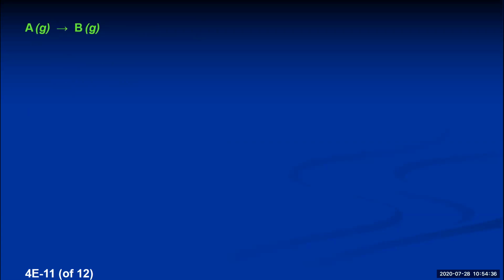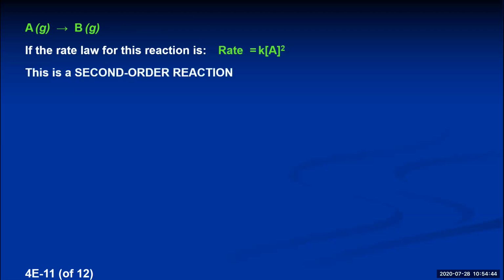Now, for this reaction one final time, what if the rate law for this reaction was rate equals k times the concentration of A to the second power? Well, this is then a second-order reaction, abbreviated 2 with a superscript naught. And so the rate of the reaction, if we express it in terms of the disappearance of reactant A, is going to be negative d concentration of A over dt equals k times the concentration of A squared. So this is our rate law.